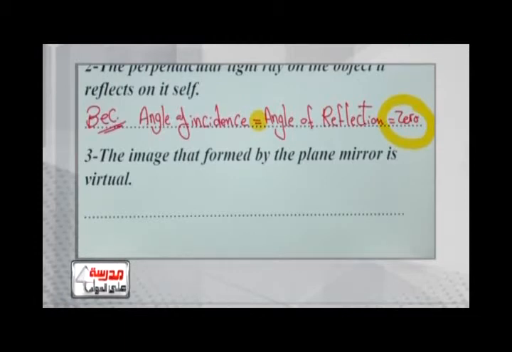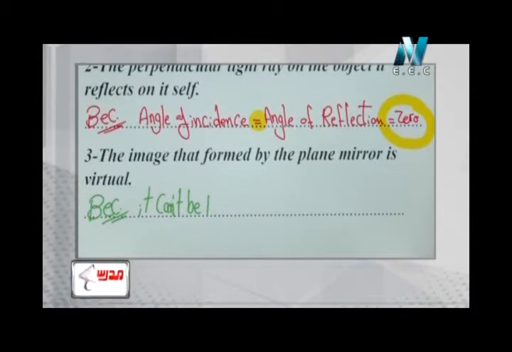Number 3. The image that is formed by the plane mirror is virtual. Of course, we know virtual means it can't be received on a screen. So I say because it can't be received on a screen.